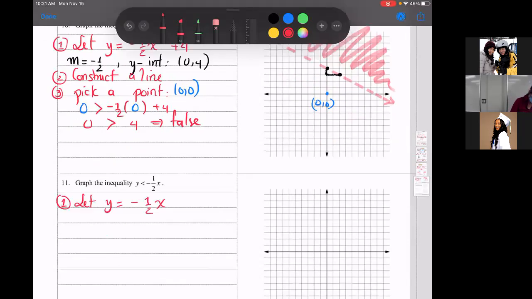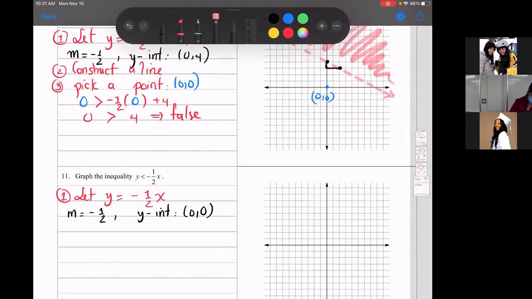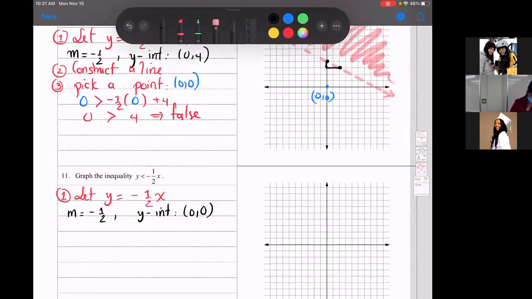What is the slope? What is the y-intercept? Yeah, 0, 0, because this is just plus 0. We don't write it, but it's plus 0. It's kind of like we don't write the 1 in front of the x. So from 0, 0, we're going to go down 1, go right 2. Start from the y-intercept, go down 1, go right 2. Yeah, dotted line.